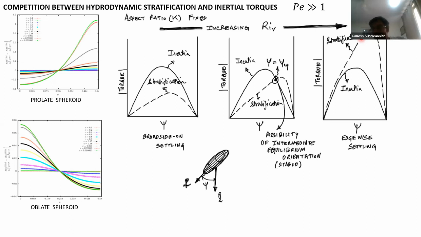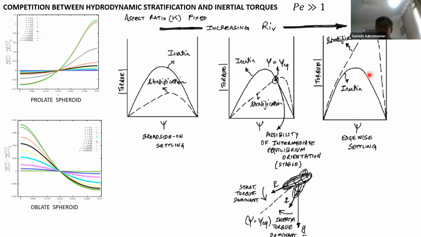So both the small Peclet and large Peclet torques are edgewise, except that for large Peclet, the stratification torque is dominant over the hydrostatic one because it scales like RIV to the 2/3, and therefore the particles will orient edgewise. So I have this behavior where with increasing RIV, I first have a horizontal broadside-on settling, where inertia is dominant. And then I cross a threshold where I see an intermediate inclined orientation. And then these inclinations smoothly move towards the vertical or edgewise orientation. And beyond a second threshold, I have the edgewise orientation.